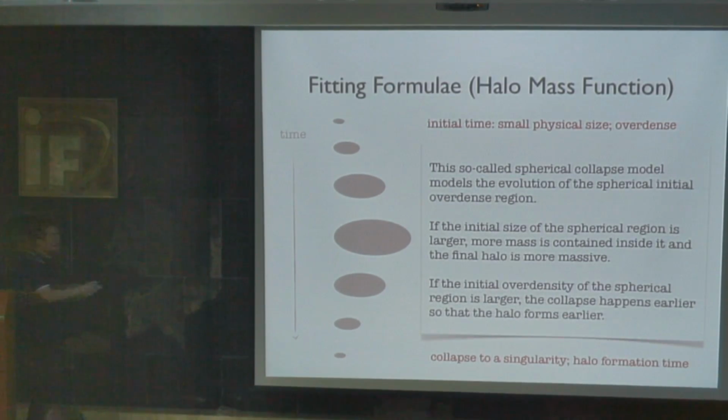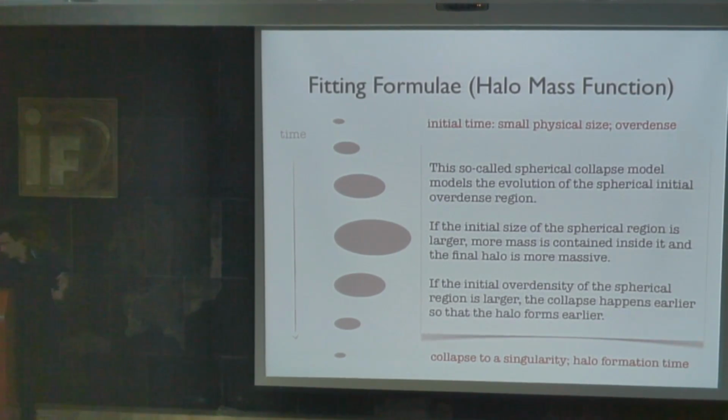And in the simplest case, you can model this initial patch as a sphere. So you can use the so-called spherical collapse model to calculate the evolution of this spherical patch in time. And naively you can think that if the initial size of this spherical region is large, then you have more matter in that region, and then the halo that forms at late times will be more massive because of mass conservation. Also, if initially the overdensity in this patch is high, then you can imagine that this evolution will be faster, so the collapse will happen at an earlier time, and that means that the halo will form at an early time.